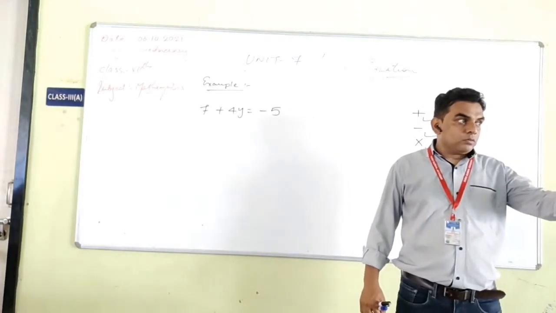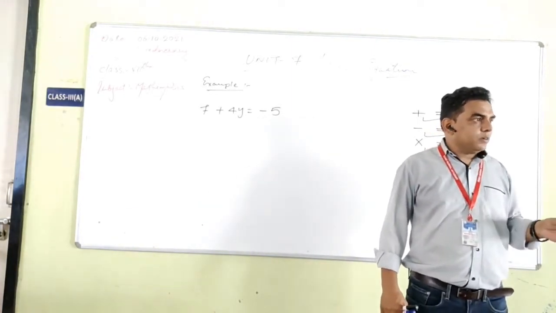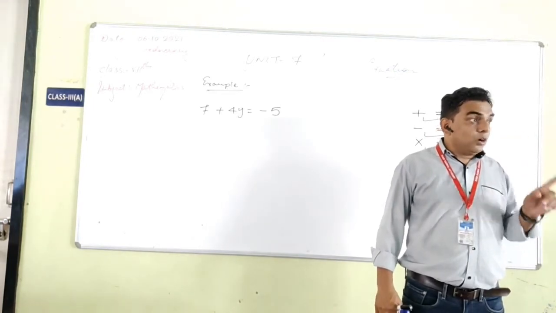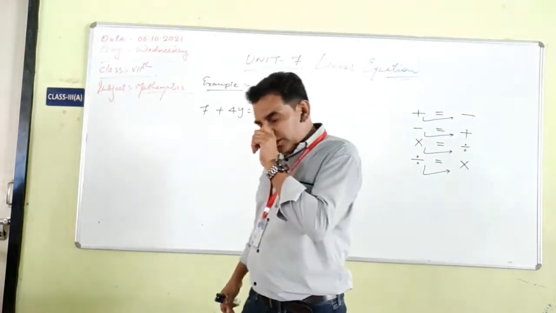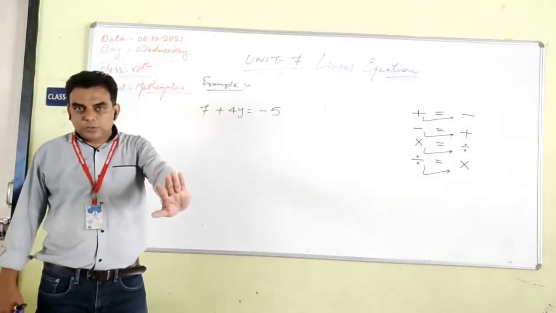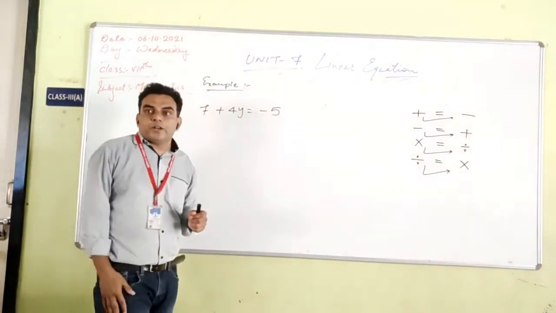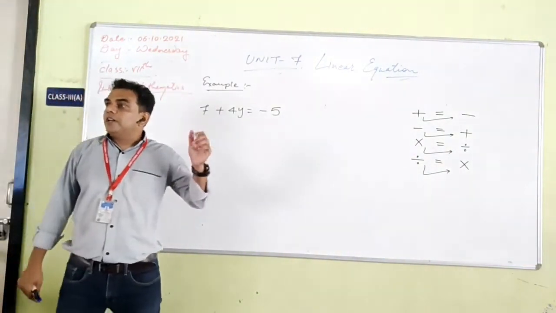Close the book. Whenever I explain, you can just stop your work. You can just close the book right now. Notebook, I am telling about the notebook. Do not close the textbook if you have it. Now 7 plus 4y is equal to minus 5. The question is like this, you just find the value of y.